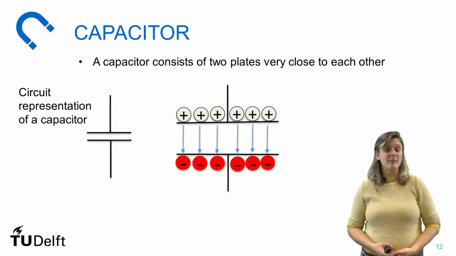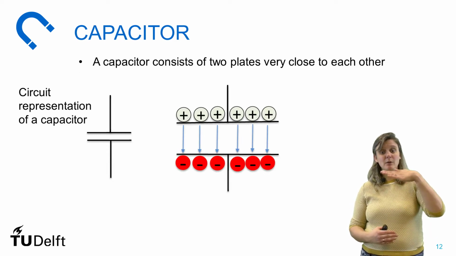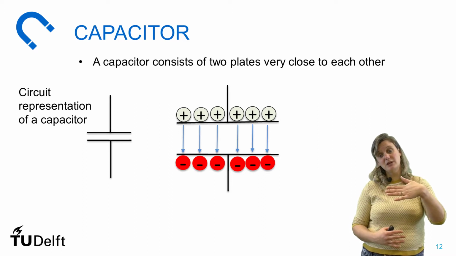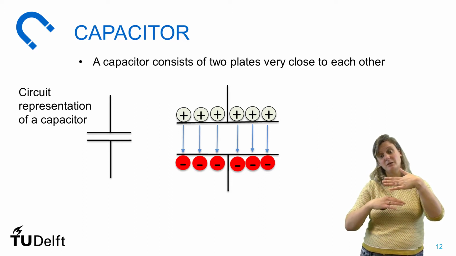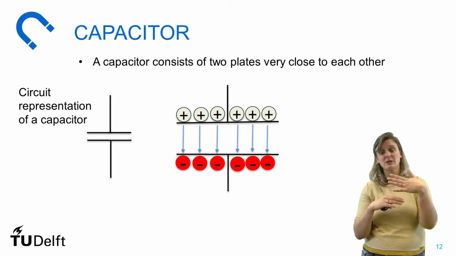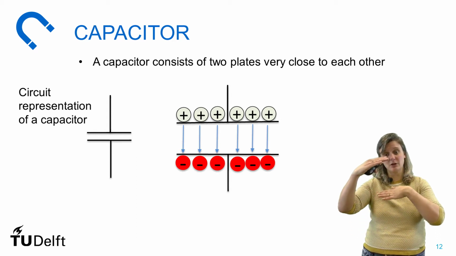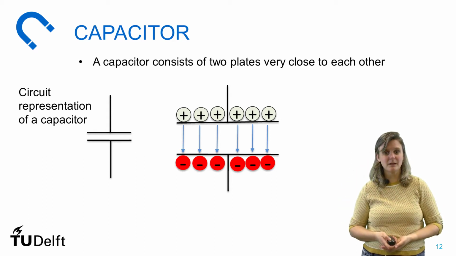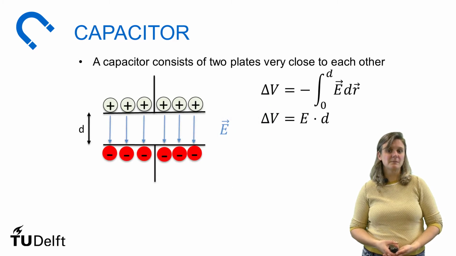If we look at what happens at these plates, on the top plate you have positive charges, and for example the negative ones on the bottom. And if the battery is put the other way around, you have the negative ones on the top and the positive on the bottom. So let's do some calculations.